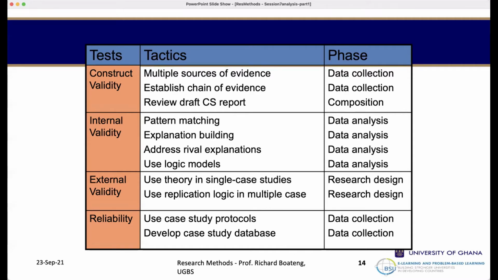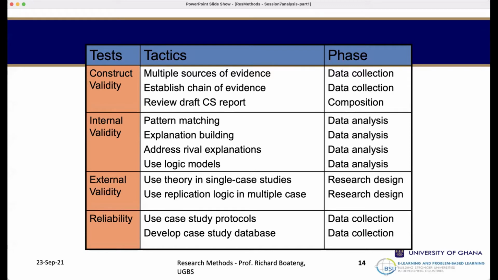Then you have reliability of the study, where you can draw on case study protocols, what people wrote and said they would do, and how they were going to do that study. And then when they actually did it, that'll be a case study database. When they actually did it.